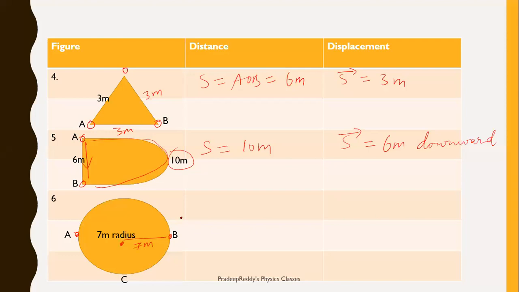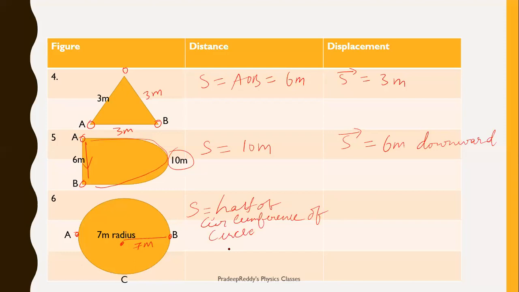Now, in order to find out distance, it is equal to half of the circumference of the circle. So distance traveled S will be equal to this path. And this path is equal to 2 pi r divided by 2.